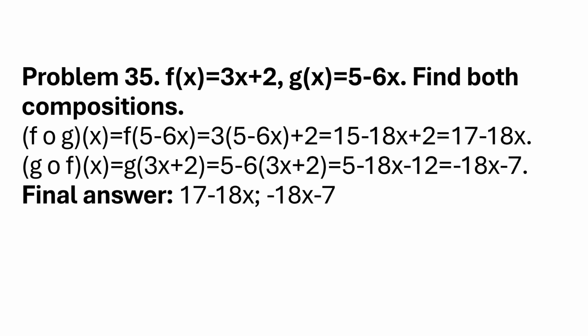For f composed with g, substitute 5 minus 6x into f. This gives 3 times the quantity 5 minus 6x plus 2. Simplifying gives 17 minus 18x.